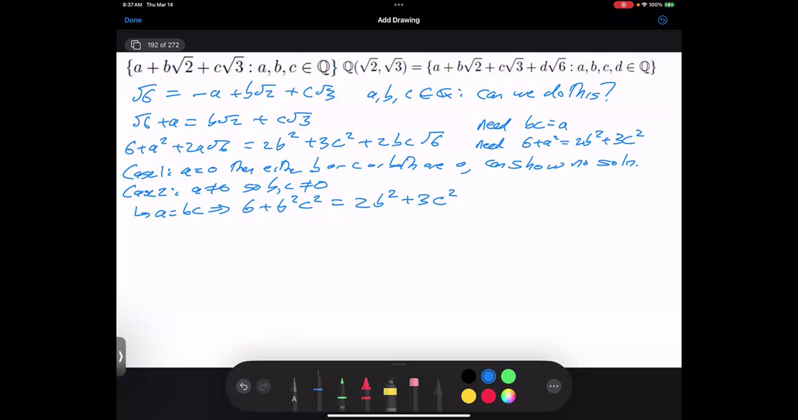So B and C occur symmetrically. No, they don't. They have different coefficients. One is 2B squared, one is 3C squared. We're trying to solve an equation like this.